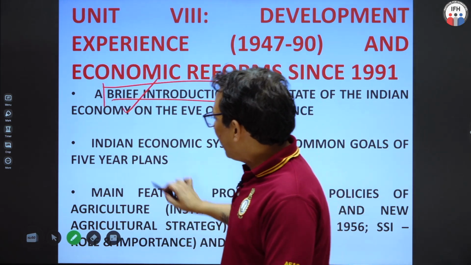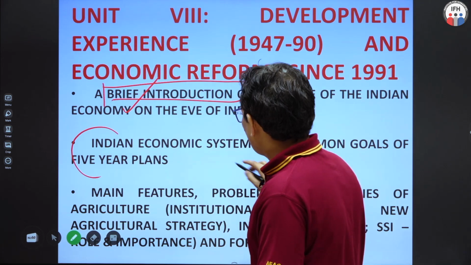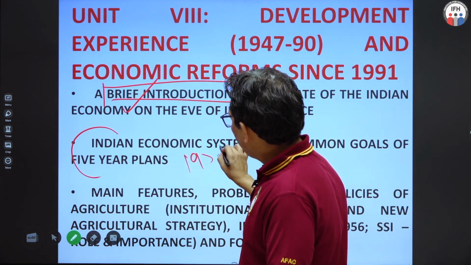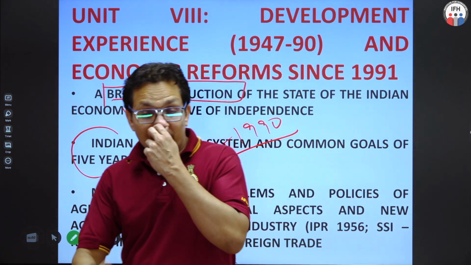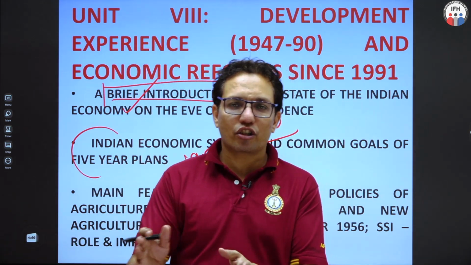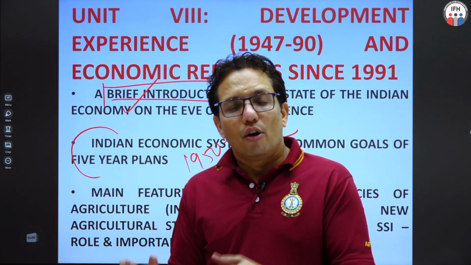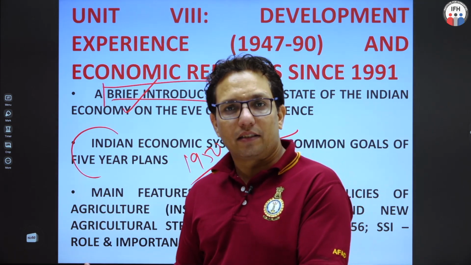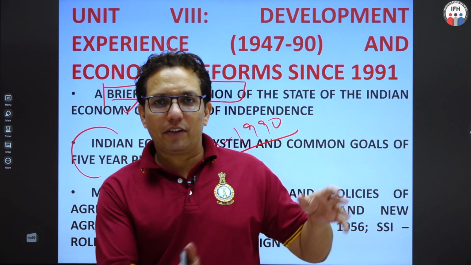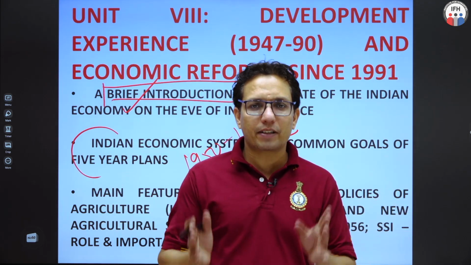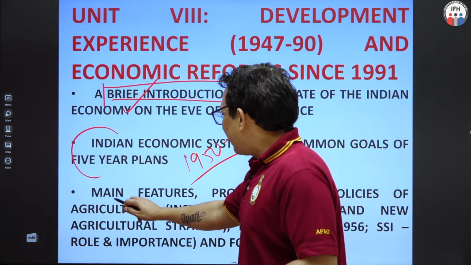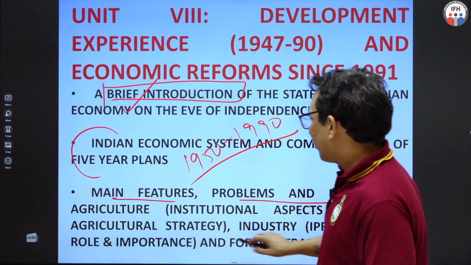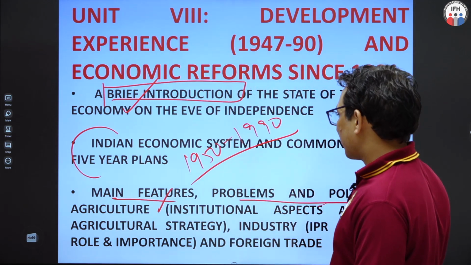And then in the next chapter, we'll discuss Indian economy from 1950 to 1990. All right. Again, we'll discuss the same things: agriculture, infrastructure, human development, rural development from the 1950s to 1990s. Because we have discussed the history of the economy, now we'll discuss the present. So we'll discuss the main features, problems and policies of agriculture, like institutional aspects and new agriculture.